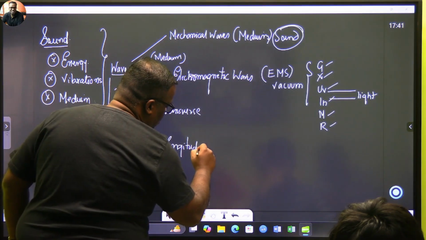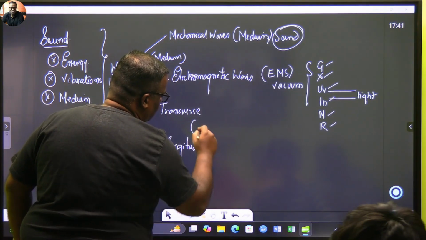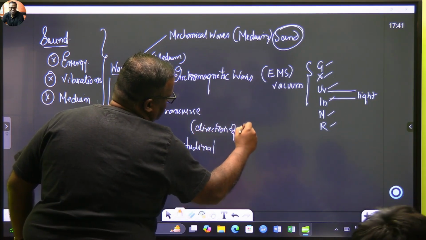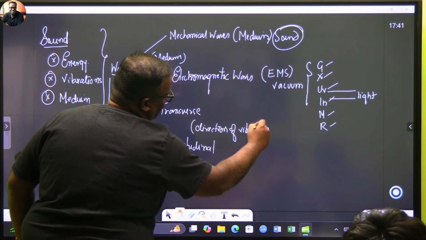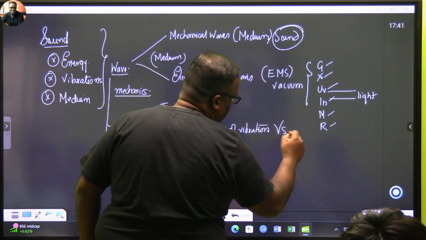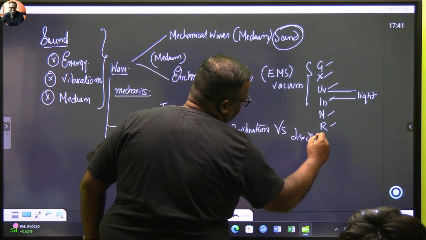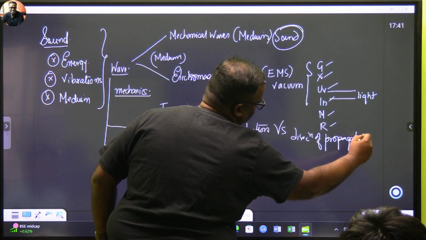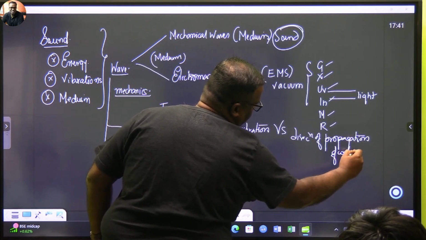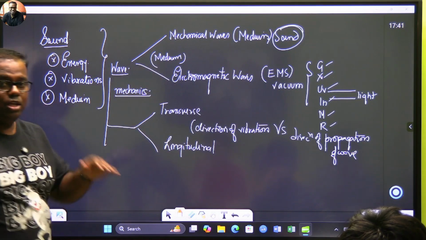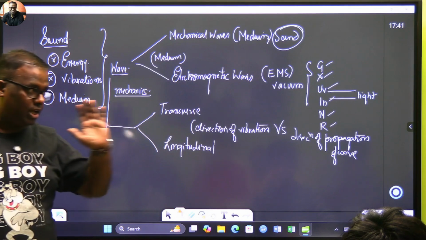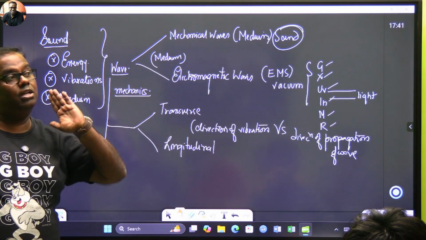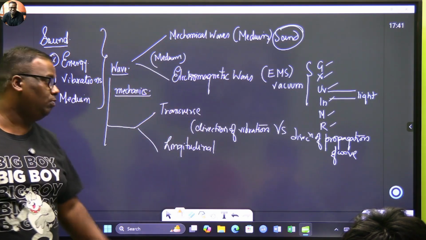Transverse and longitudinal. This is based on what? This is based on the direction of vibration, right? The body that is vibrating, direction of vibration versus direction of propagation of the wave. How the wave is going and how the body is vibrating, this is important to know. For example, if the body is vibrating at 90 degrees to the direction of propagation of the wave, body is vibrating like this and wave is going in this manner, then what do we call it? We call it transverse wave.